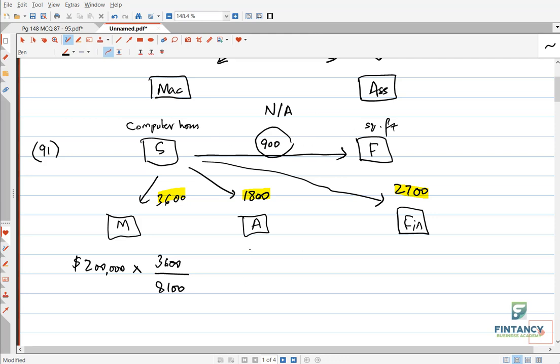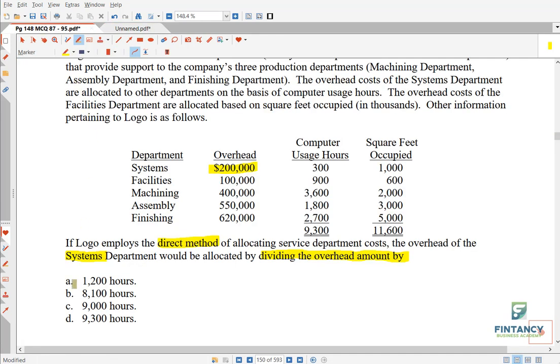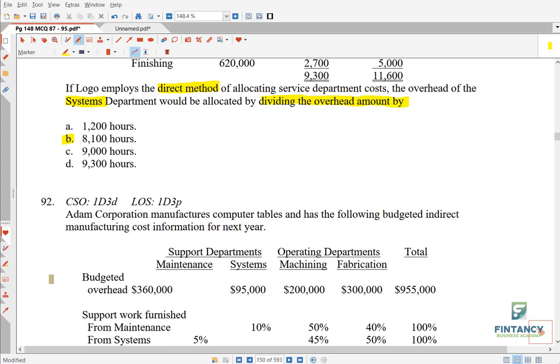So similarly for assembly, you will do the same thing. You will say 200,000 into 1800 divided by 8100, and here also 2700 divided by 8100. Like this you will allocate the cost. So the answer is B. Very nice. I hope it's clear.